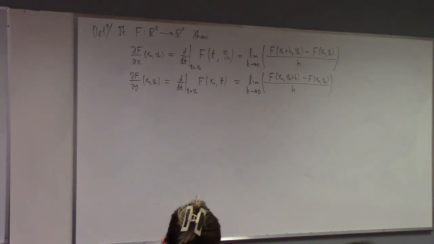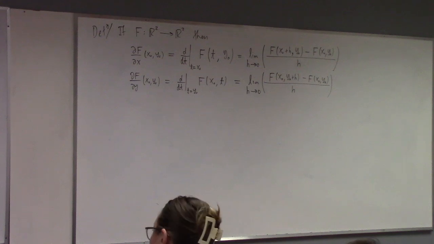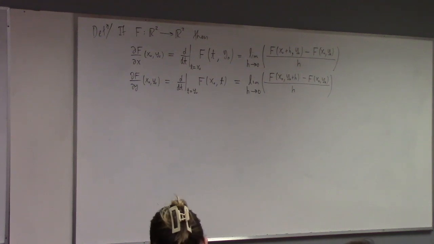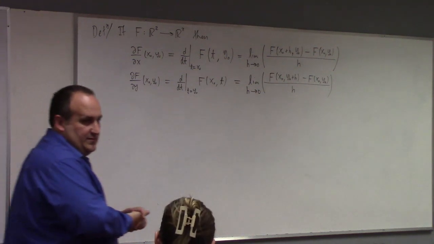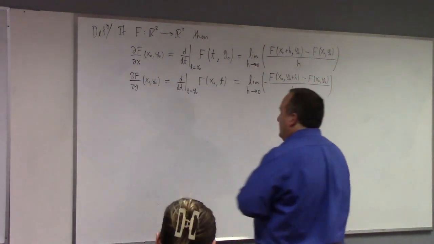Notice something about the codomain of the function. This is a function from what? From R2 to R2, right? So I just defined the partial derivative of a vector valued map. We typically only talk about partial derivatives of just real valued functions in Calc 3, right? For the most part.